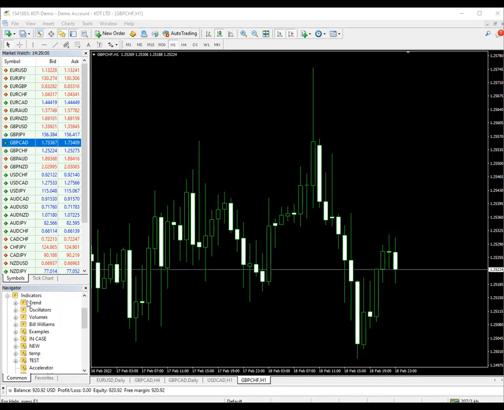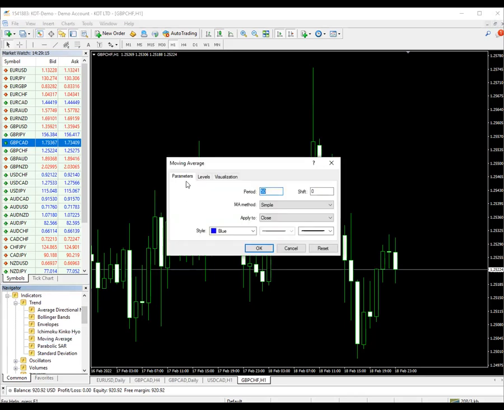So under trend, when you click on trend, you will see average true range, moving average. You see moving average here. So when you click under the trend indicators, you click on moving average here. Once you double click on it, it will appear like this.